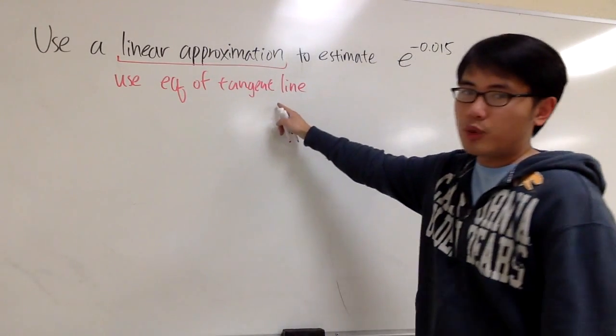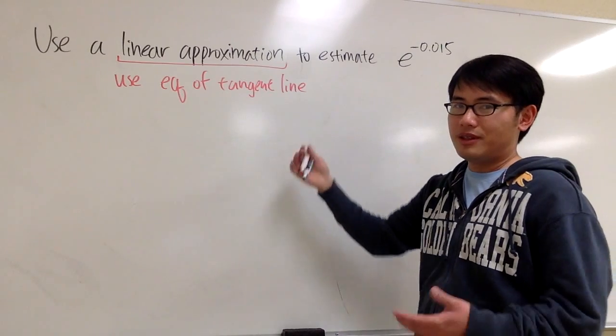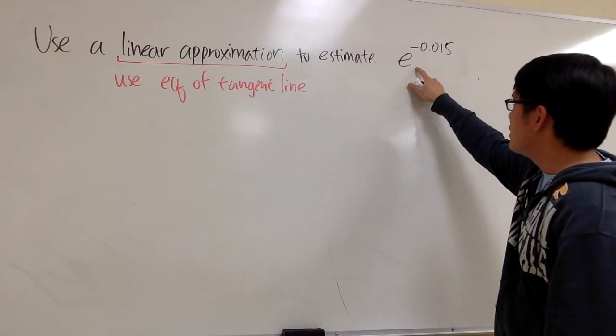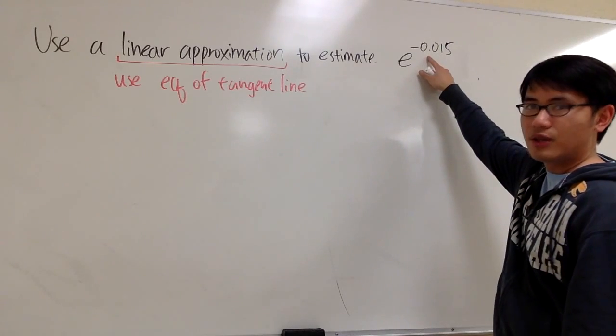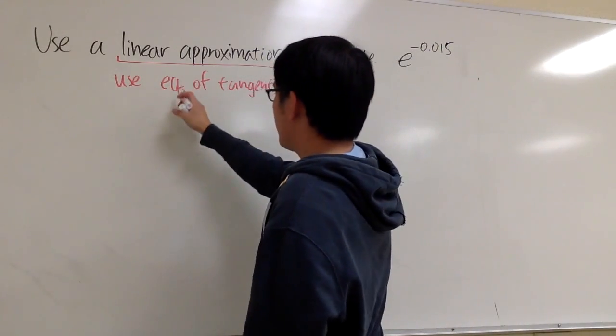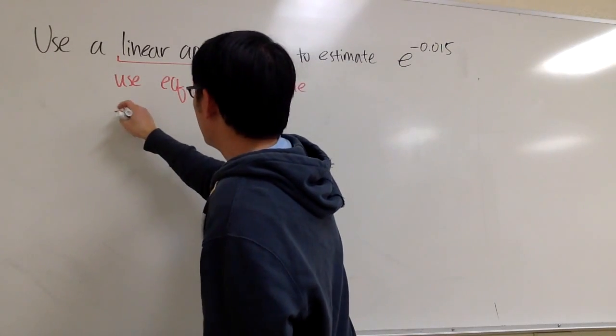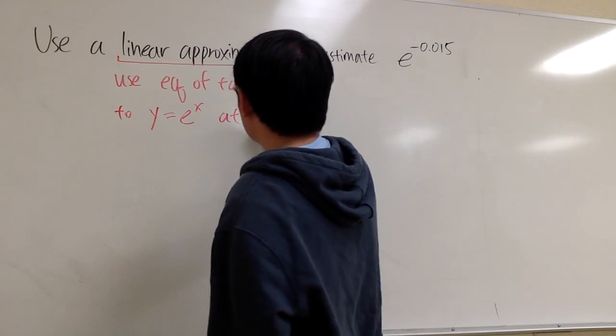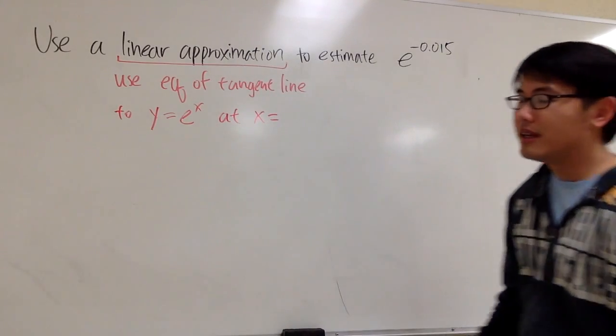When we are talking about the equation of a tangent line, you should give me the curve and the x value. Look at this number. This is e to some number. So you can choose the function to be e to the x. Let's come up with the equation of a tangent line to the curve y equals e to the x. And you should also tell me an x value.